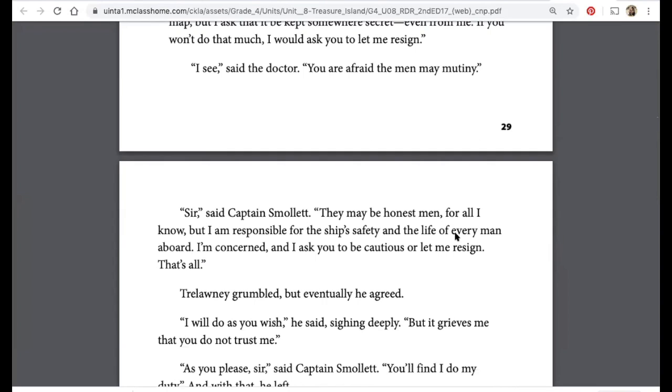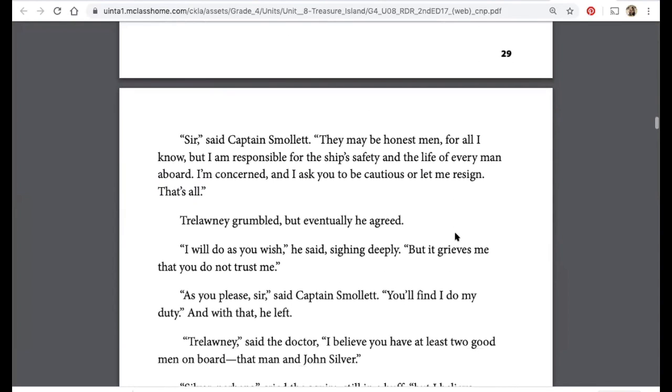Sir, said Captain Smollett, they may be honest men, for all I know, but I am responsible for the ship's safety and the life of every man aboard.